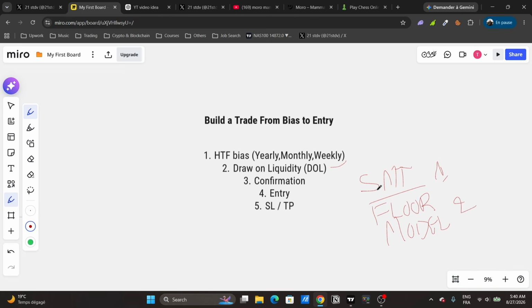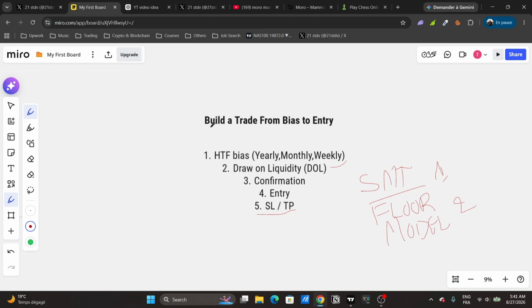Anyway, one of these two confirmations. This is the first one, this is the second one. And we have to find an entry. It will usually be some PD array: an order block, a breaker block, a fair value gap, or an inversion fair value gap. And finally, we're going to set our stop loss on a protected high and take profit on our target.